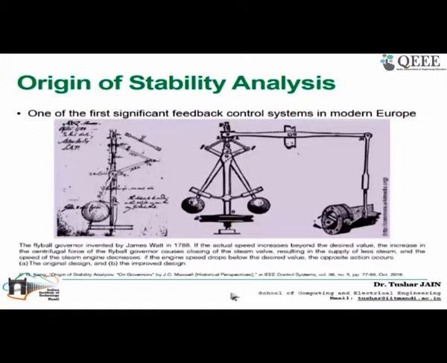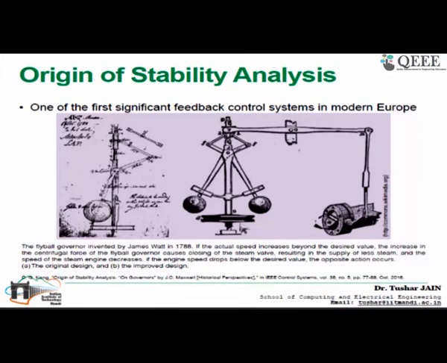Now the question arises: from where was stability analysis originated? In this figure, what do you see? Basically, it is called a governor. This is one of the very basic feedback control loops in modern Europe, or let's say one of the very first feedback control systems. This is what you call the governor. It was the very first feedback control loop, invented by James Watt, and the figure on the right-hand side is an improved version of this governor.